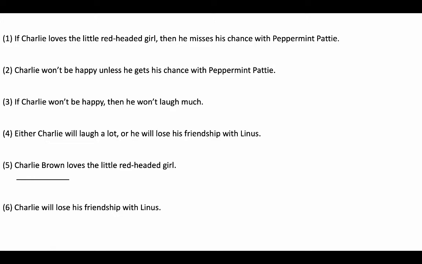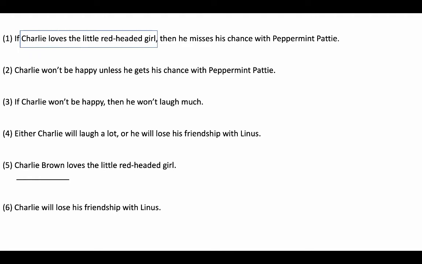So this will be a walkthrough of the final section of the practice problems that I gave you for exam 2, which is Friday. Premise 1 says, if Charlie loves the little redheaded girl, then he misses his chance with Peppermint Patty. We're going to start by labeling the propositions in each of these premises.